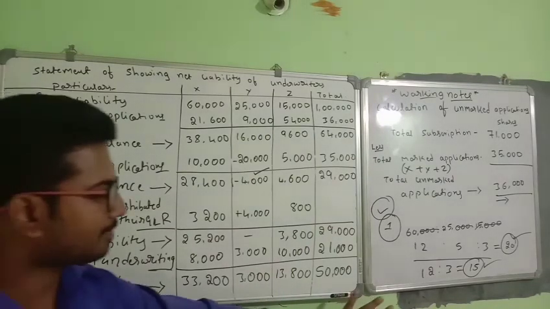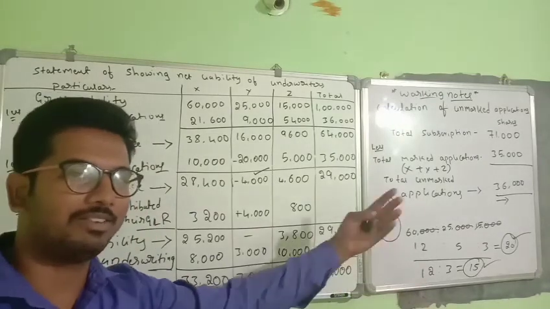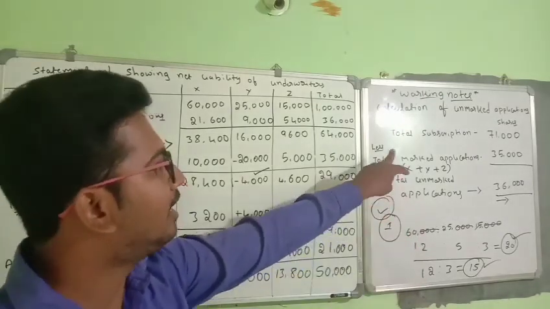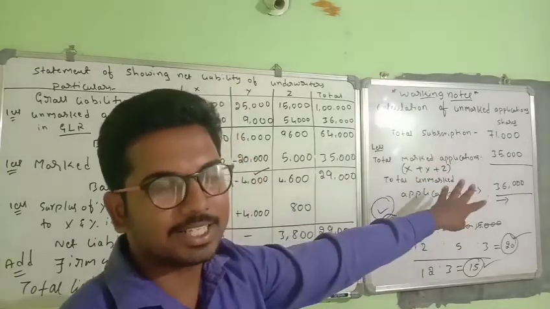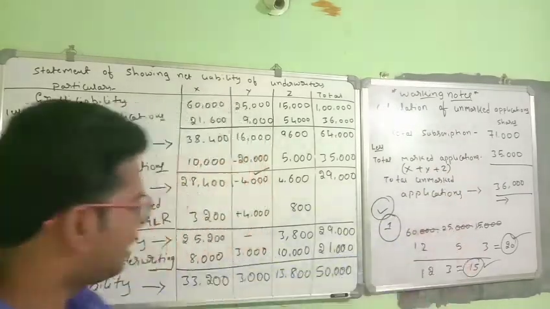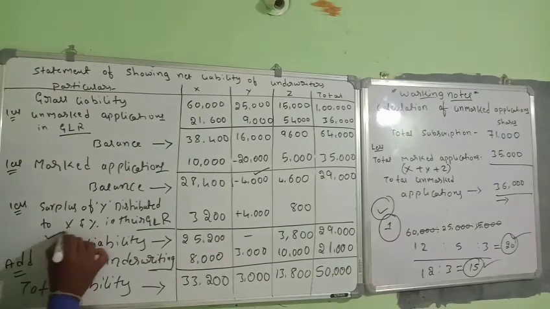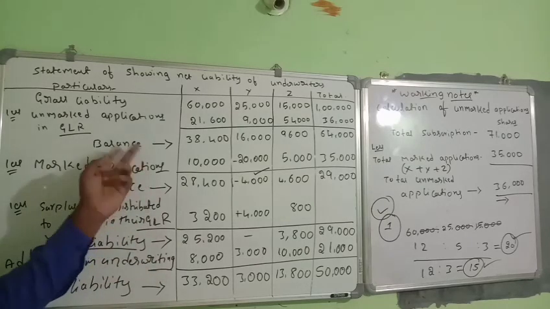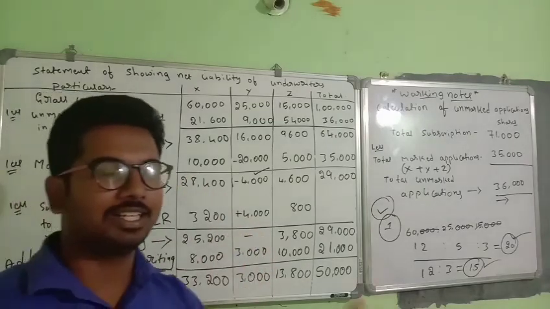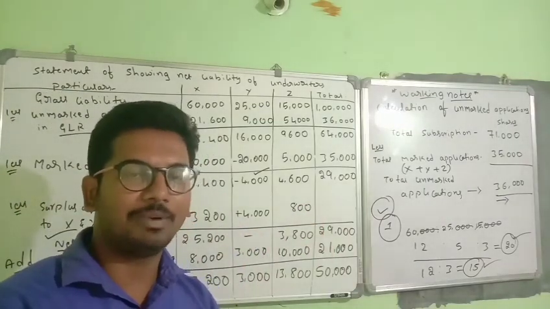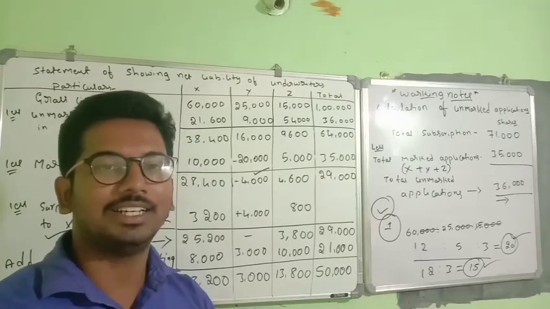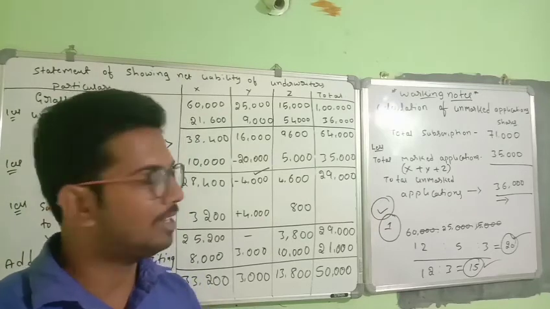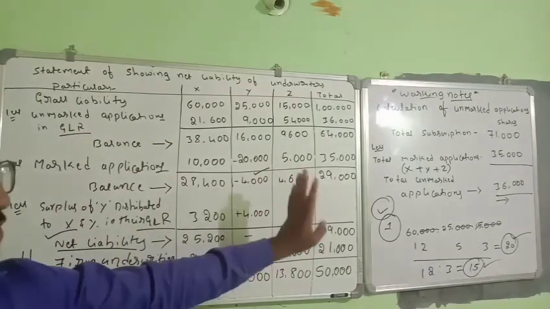So whenever firm underwriting is given, whatever the calculations, whether treated as on par with unmarked applications or on par with marked applications, after calculating the net liability of the firm you can add firm underwriting and get the total liability. You can expect even 14-mark questions; you can just do two tables. One treating it as on par with unmarked applications, and one as on par with marked applications. I can explain again, just to go through it.